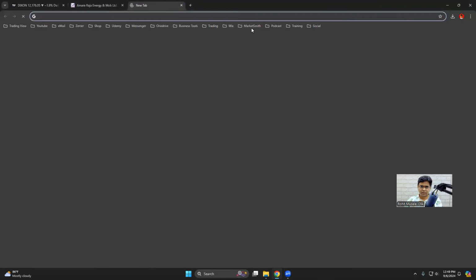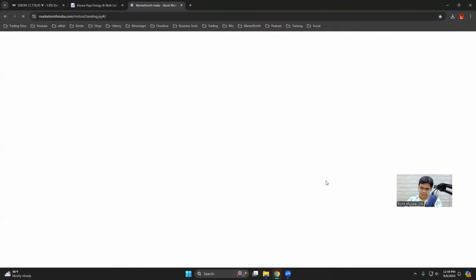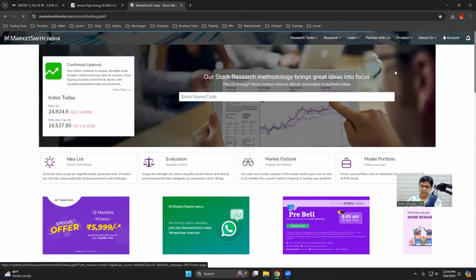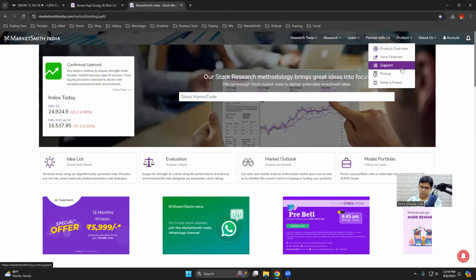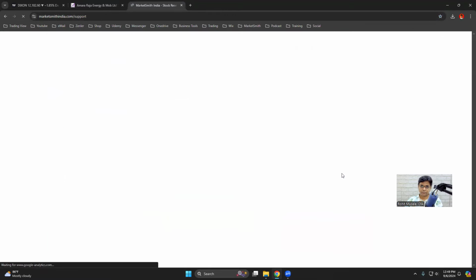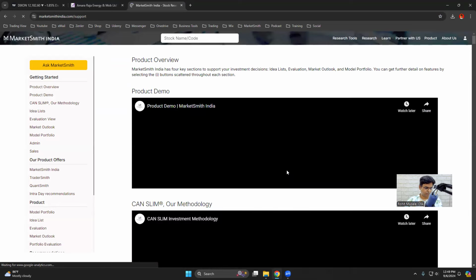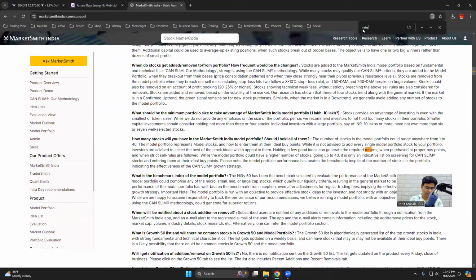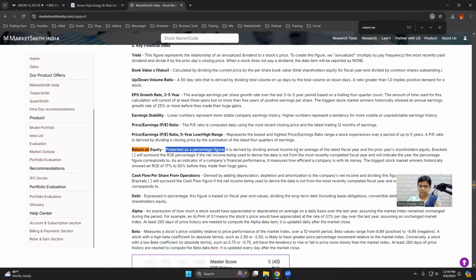So if you go to the MarketSmith website, they will give you the definition of return on equity, and they will also give you the recommendation. So go to MarketSmith, click on product, click on support. Just press Control F, and here I will type return on equity. Presented as a percentage figure, it is derived by dividing the annual income. So you take the net income divided by the equity: take the equity of the current financial year and the previous financial year, and calculate the average of the equity. That average becomes the denominator, and the numerator becomes the net income. That's your return on equity. That should be 17% minimum.